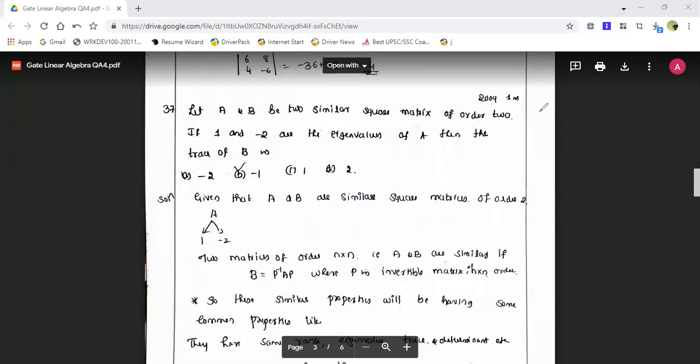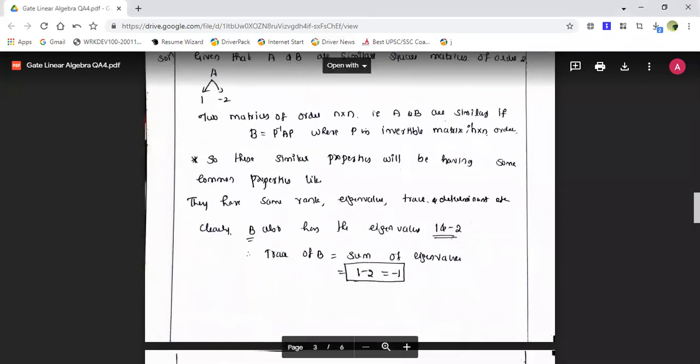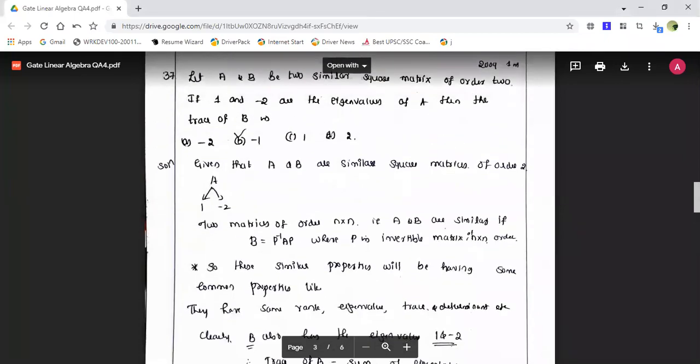So by the definition, you know that the trace of the given matrix is the sum of the eigenvalues. So trace of B is equal to the sum of the eigenvalues of B. The eigenvalues of B are 1 and minus 2. This is equal to minus 1. So therefore, by using this property, you can conclude that minus 1 is the correct answer.